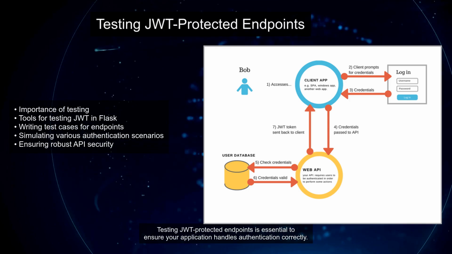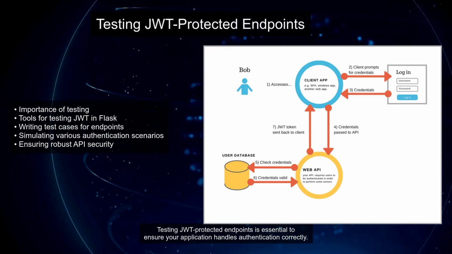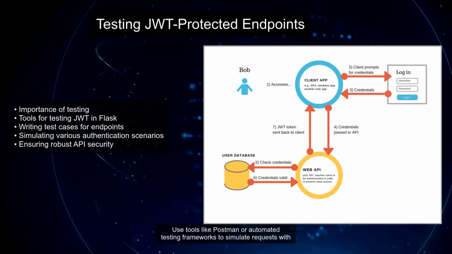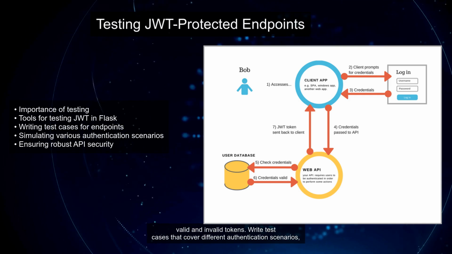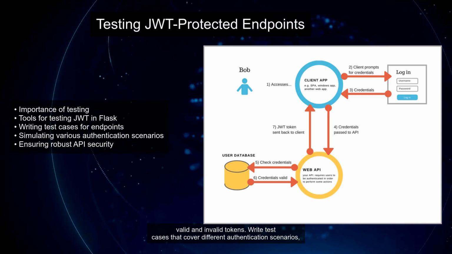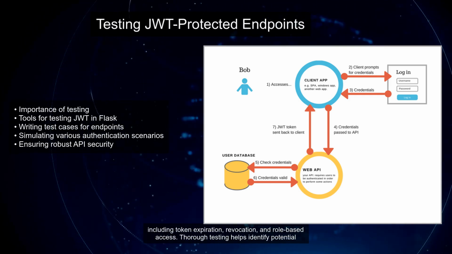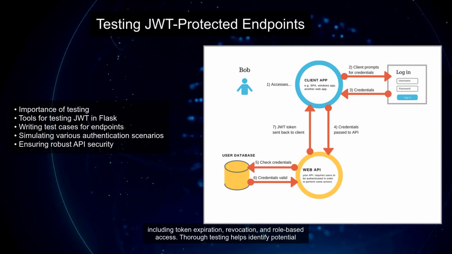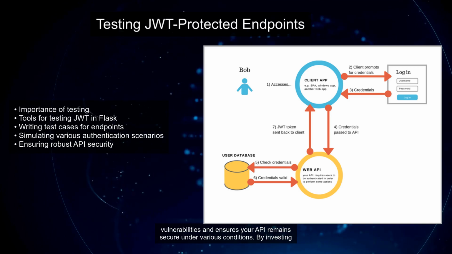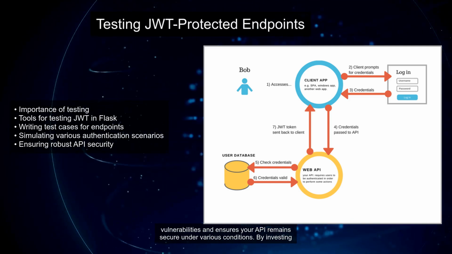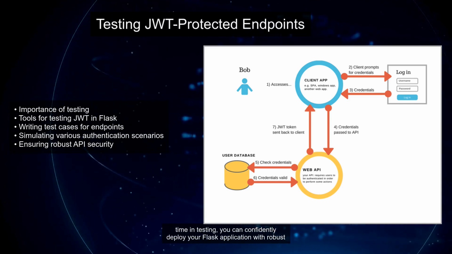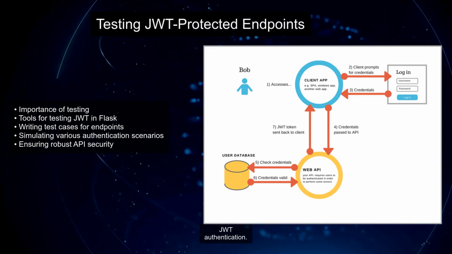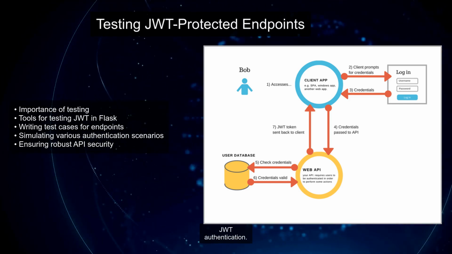Testing JWT-protected endpoints is essential to ensure your application handles authentication correctly. Use tools like Postman or automated testing frameworks to simulate requests with valid and invalid tokens. Write test cases that cover different authentication scenarios, including token expiration, revocation, and role-based access. Thorough testing helps identify potential vulnerabilities and ensures your API remains secure under various conditions. By investing time in testing, you can confidently deploy your Flask application with robust JWT authentication.